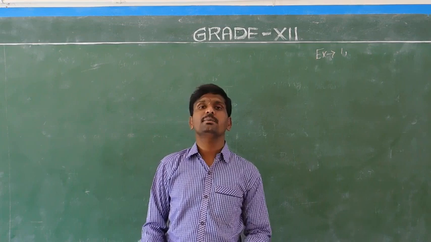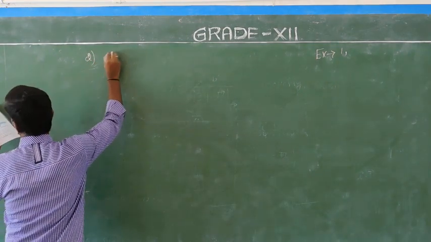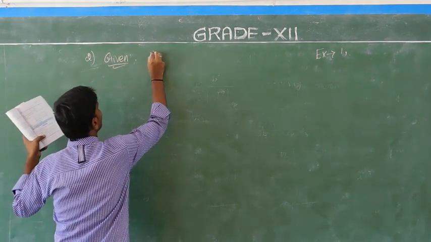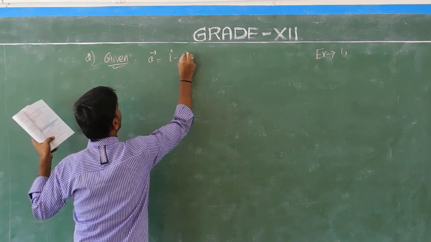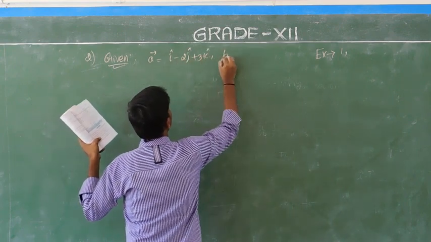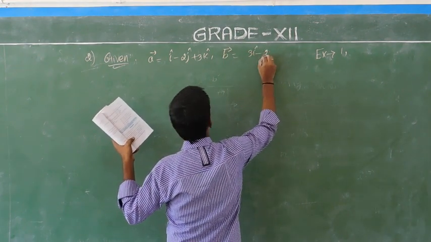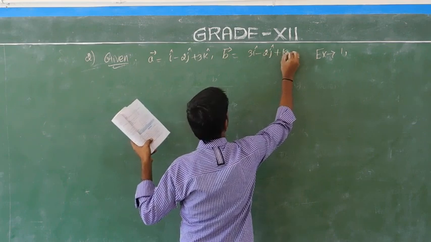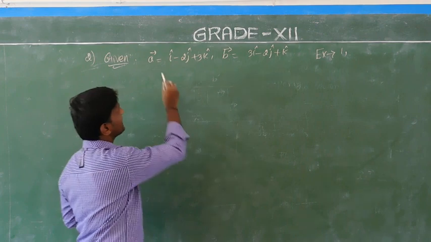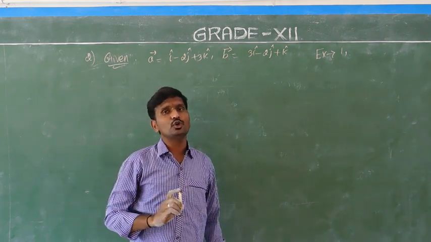See, exercise 10.3. Take the second question. Find the angle between the vectors a vector which is equal to i vector minus 2j vector plus 3k vector, then b vector is given as 3i vector minus 2j vector plus k vector. Okay. So look at the question, the given vectors. We need to find the angle between the two vectors.